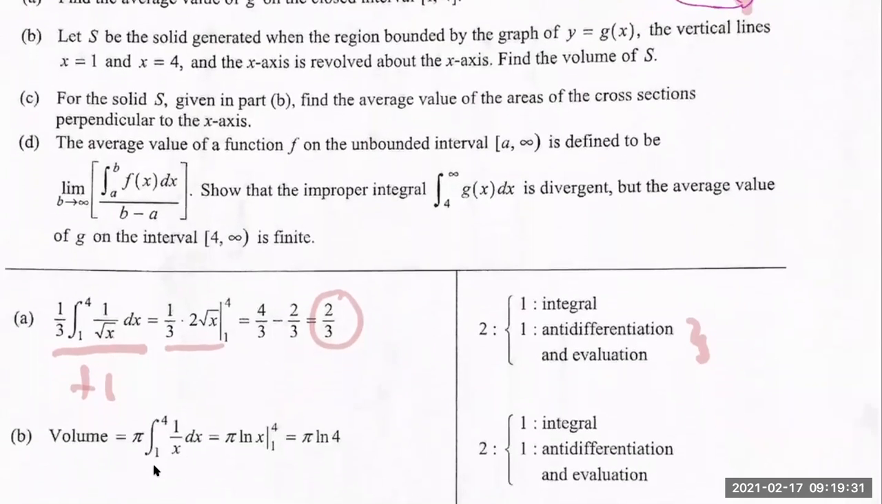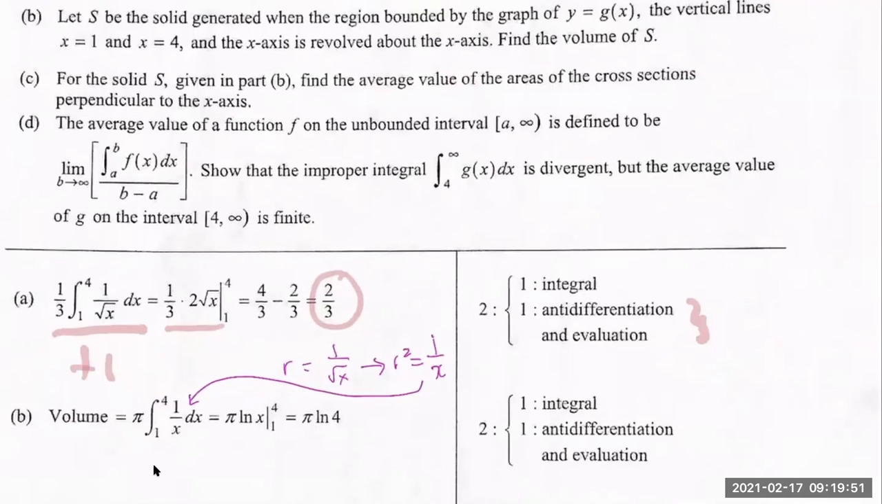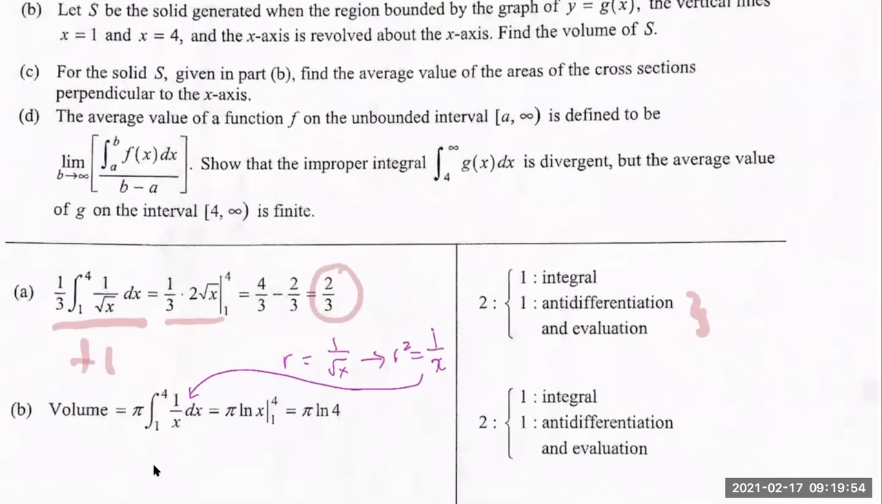So for part B, go ahead and double check your work. R is the top of the function minus the x-axis, so 1 over square root of x. If you squared that, you would have gotten the 1 over x that you see within the integrand right there. Integrating that from a to b, which was provided for you, would have gotten you pi ln of 4 for the solid of revolution. So 2 points: one for the integral, one for the anti-differentiation and evaluation. Hopefully so far so good. That would give us 4 of the 9 points.